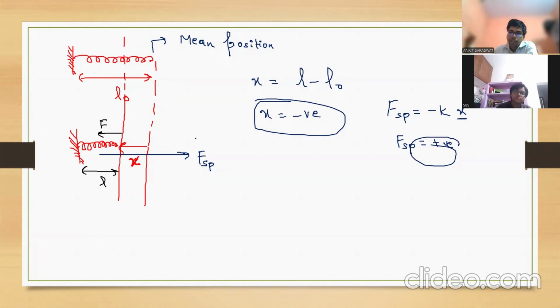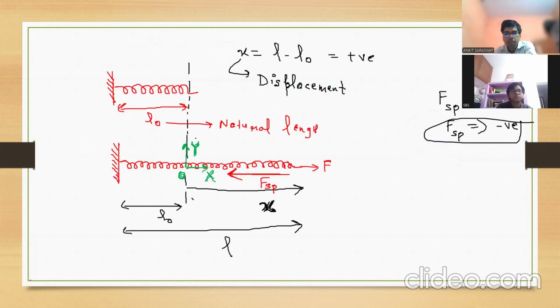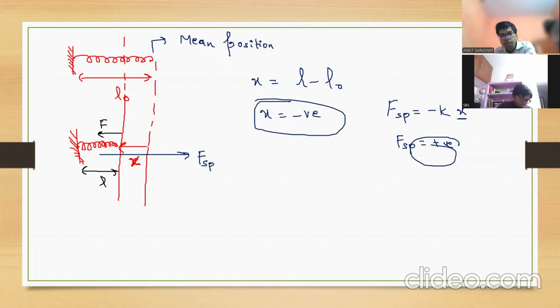You can check x is like this. This is the direction of x. Spring force will be like this. In the previous case of extension, the direction of extension is like this, and the direction of spring force is like this, F_sp. Here the spring force is to the right, but the direction of x will be like this. Both are opposite. Clear?